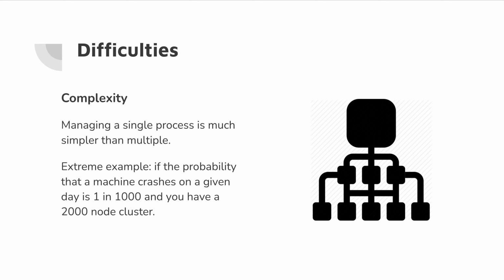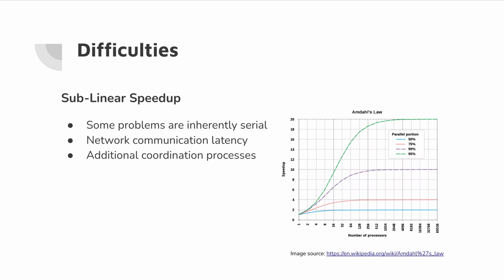So there are some difficulties with doing this. First, it's just the complexity. Managing a single process on a single machine is much simpler than multiple. There's no coordination involved across different machines. And then secondly, beyond just the complexity is also sublinear speed up.